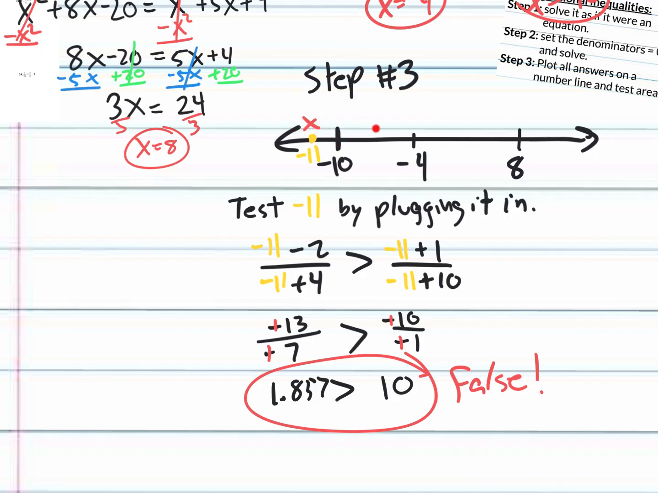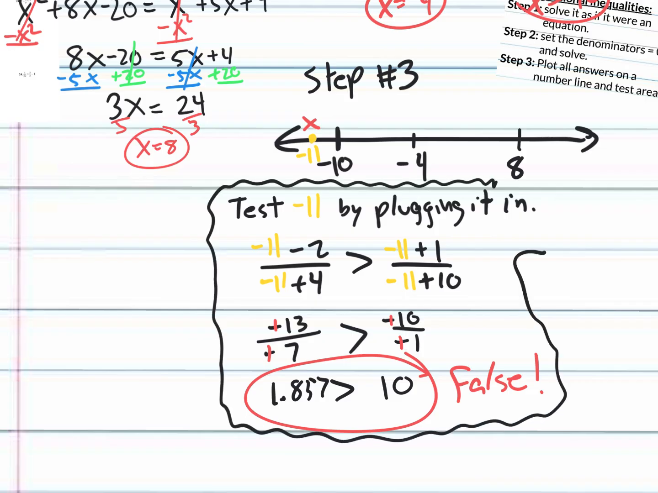Now I need to test an area that's between negative 10 and 4. So this is very tedious. This takes a long time. It requires a mathematical endurance from you guys. So right here, we barely tested one of the areas. Let's test another area. Let's test this area right here. Give me a number between negative 10 and negative 4. Negative 8? Sure, why not?